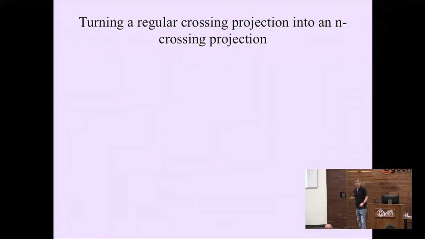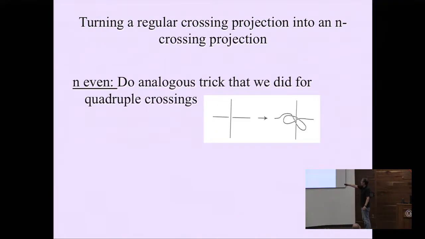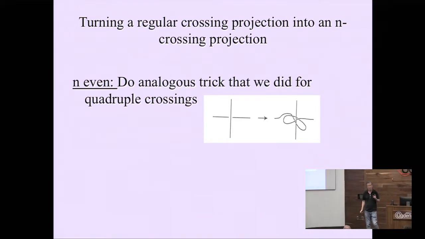So now, I claim that in fact you can turn any knot into an n-crossing projection. You pick your integer n. I claim that every knot has an n-crossing projection and therefore an n-crossing number. And here's the argument. It's very easy. If n is even, we're going to do the exact same trick that we did for quadruple crossings. We'll just take every double crossing and we'll go back and forth the right number of times, and that'll always work to give you an n-crossing projection if n is even.